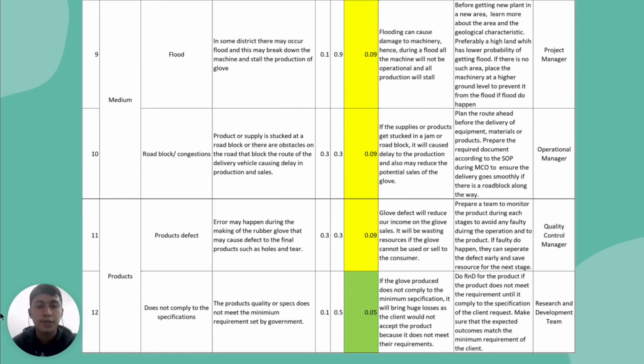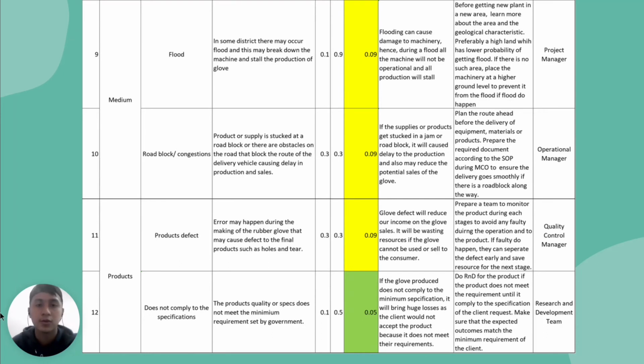In terms of medium, the first one is flood. The rating is 0.09, which is medium. If flooding happens, it can cause damage to machinery and production will stall. Therefore, the project manager must ensure to learn more about the area and the geological characteristics before getting a new plant in a new area.